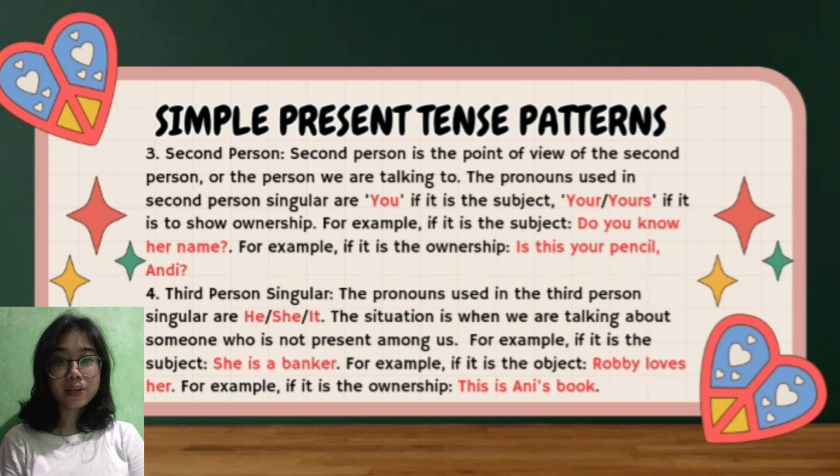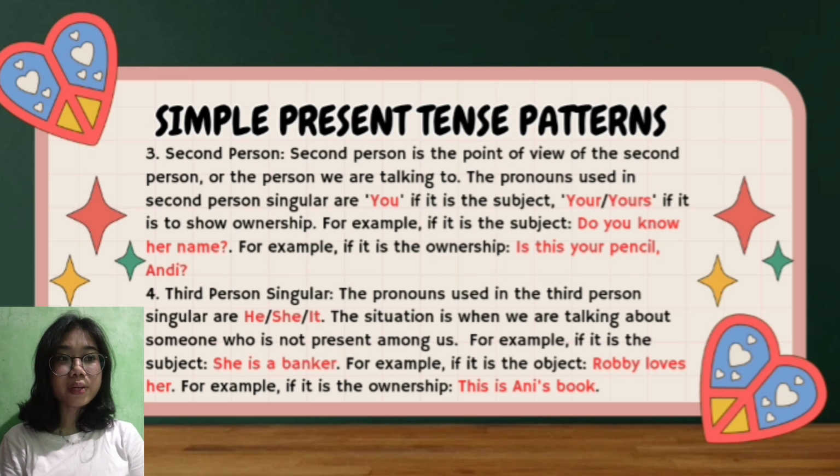3. Second person. Second person is the point of view of the person we are talking to. The pronouns used in the second person are you if it is the subject, and your or yours to show ownership. For example, as subject: Do you know her name? As ownership: Is this your pencil, Andy?